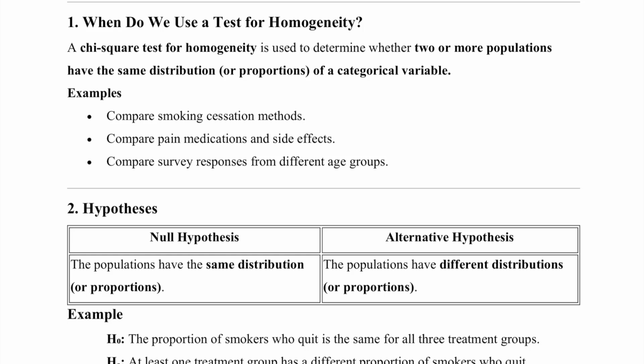A quick way to distinguish this test from the previous section is, test for independence is for one population and two categorical variables. And test for homogeneity is for two or more populations and one categorical variable. If you are comparing different groups of people or methods, you will usually use the test for homogeneity.